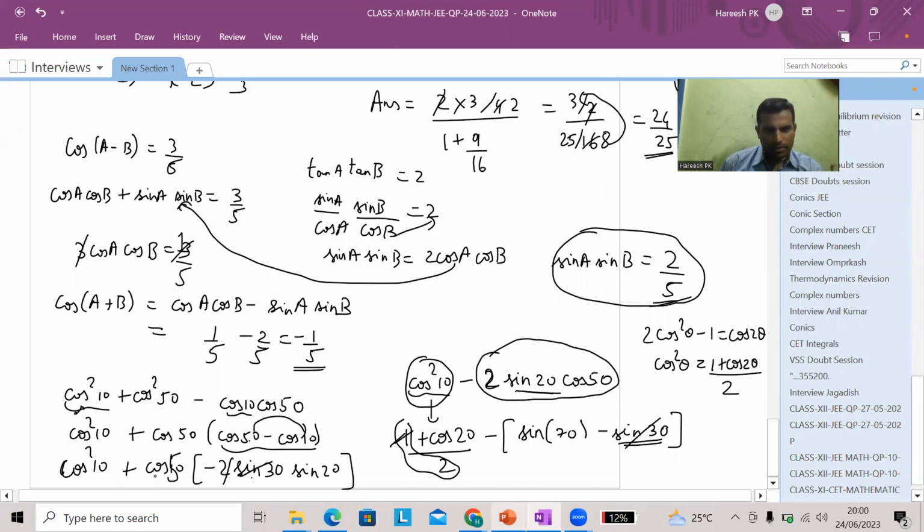Okay, here I made a mistake. This 2 was not there, right? So here there is no 2. You simply have cos 50 and sine 20 with a minus, right? So that will be this whole thing divided by 2.